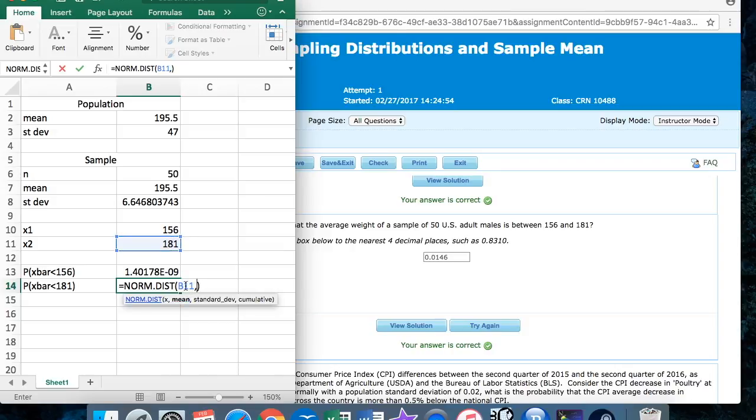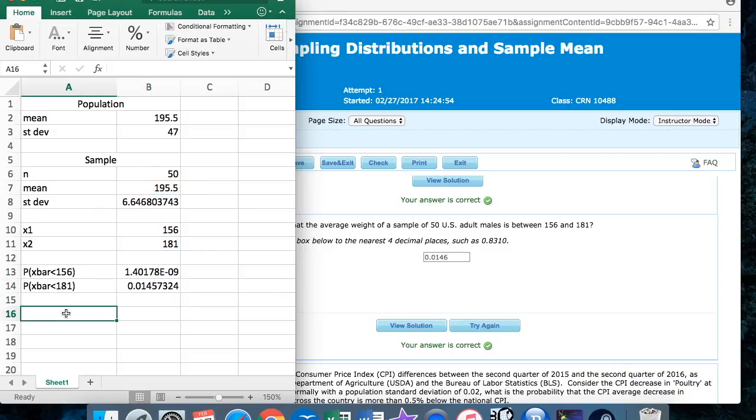And then our mean, that's our sample mean, our standard deviation, our sample standard deviation, and it's always cumulative. There we go. So the probability between the two values is simply you take your larger one. Now, the reason this guy is larger is, look at this.